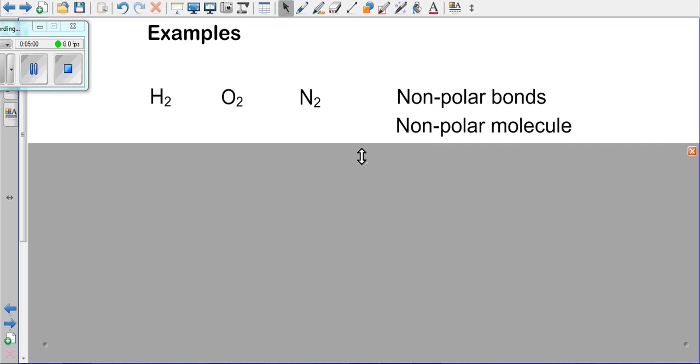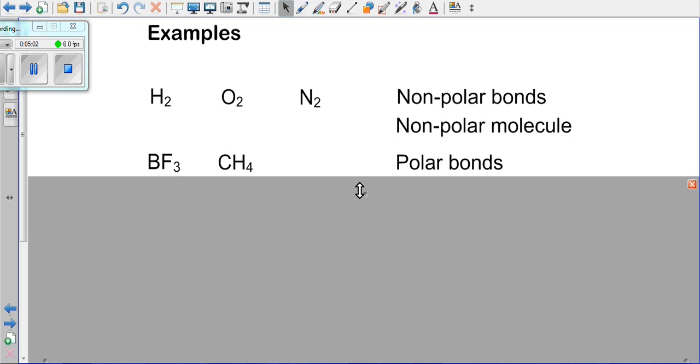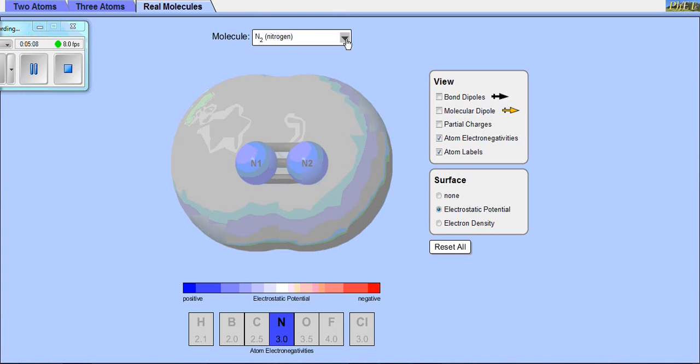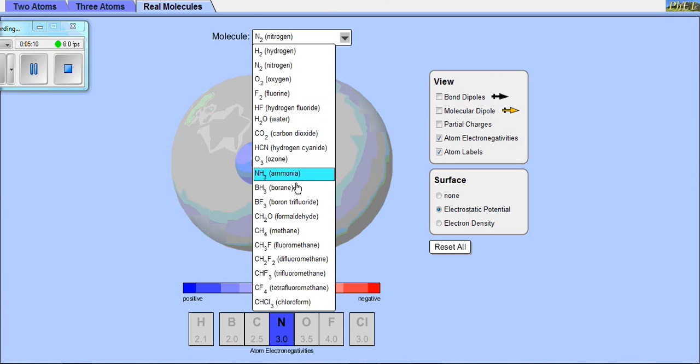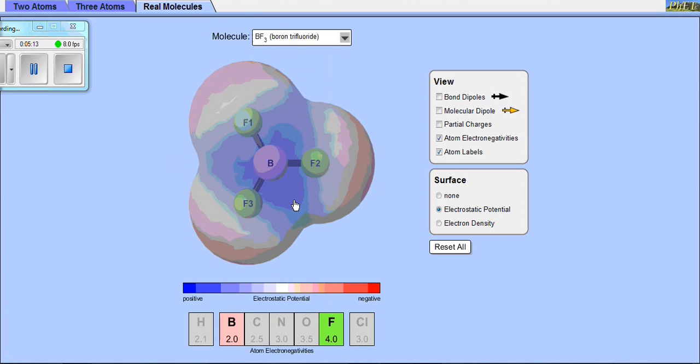Now, going further, we can see other examples. If we look at BF3 and CH4 as examples of molecules, if you take BF3 to begin with, boron trifluoride, we see that boron has an electronegativity of 2 and fluorine has an electronegativity of 4. So the variance of electronegativity is 2 and it is relatively high. So that's why the electrons will be pulled towards the fluorine rather than the boron. So the electron density will be more towards the fluorine side than the boron side.